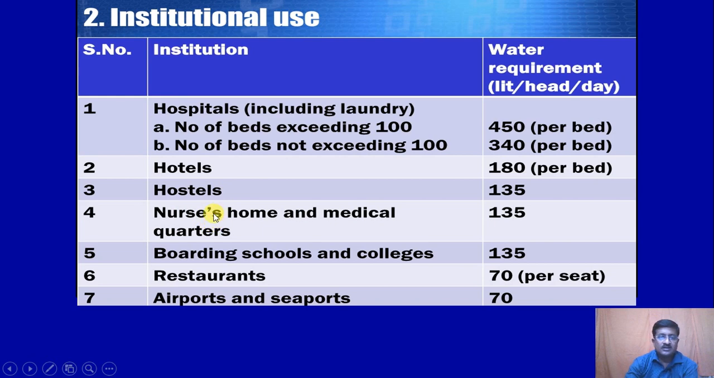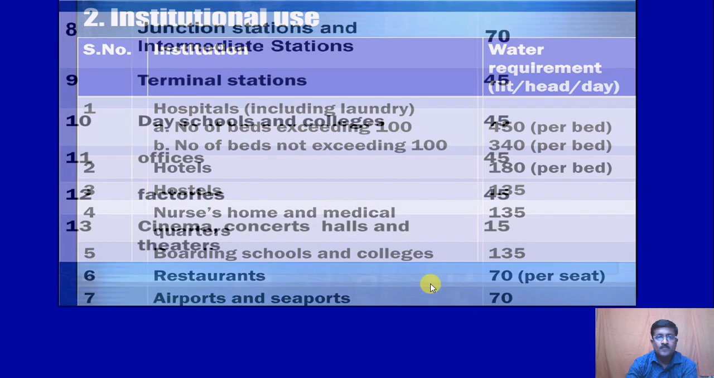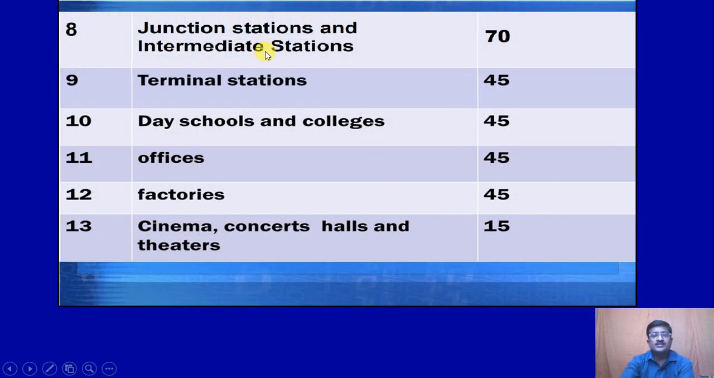Then nurses' home and medical quarters 135, boarding schools and colleges 135, restaurants 70 per seat, airports and seaports 70. Then junction stations and intermediate stations 70, terminal stations 45, day schools and colleges 45, offices 45, factories 45, cinema, concert halls and theaters 15.